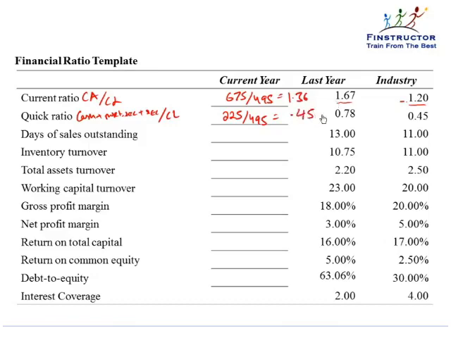So we see that the quick ratio has also come down as compared to last year, but is still in line with the industry average. So nothing big to really worry about. The days of sales outstanding is 365 upon the accounts receivables turnover, or the receivables turnover, which in turn is calculated as the sales divided by the average accounts receivable. Now this is an impure ratio, so we'll take the average of the balance sheet item.